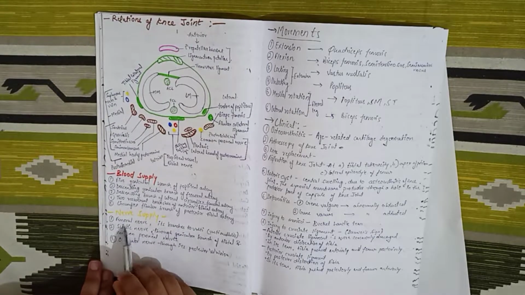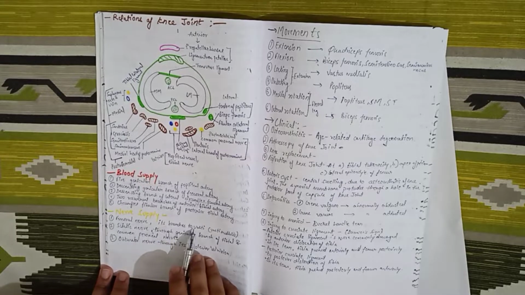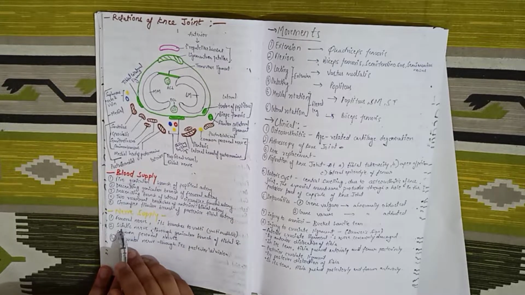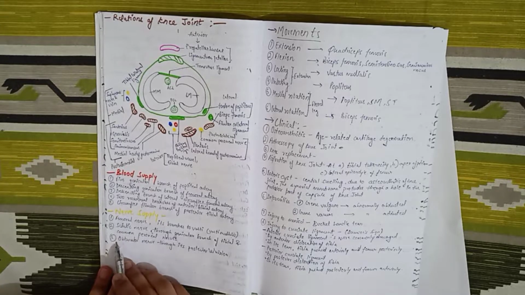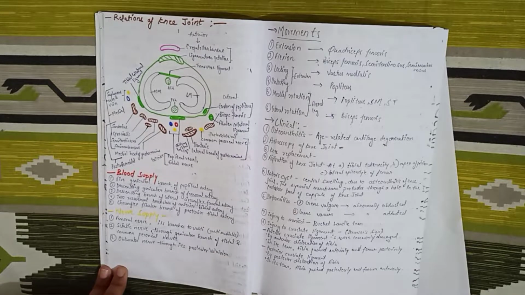Now its nerve supply. It is supplied by the femoral nerve, its branches to the vasti, especially vastus medialis. Second by the sciatic nerve, and third by the obturator nerve, through its posterior division.